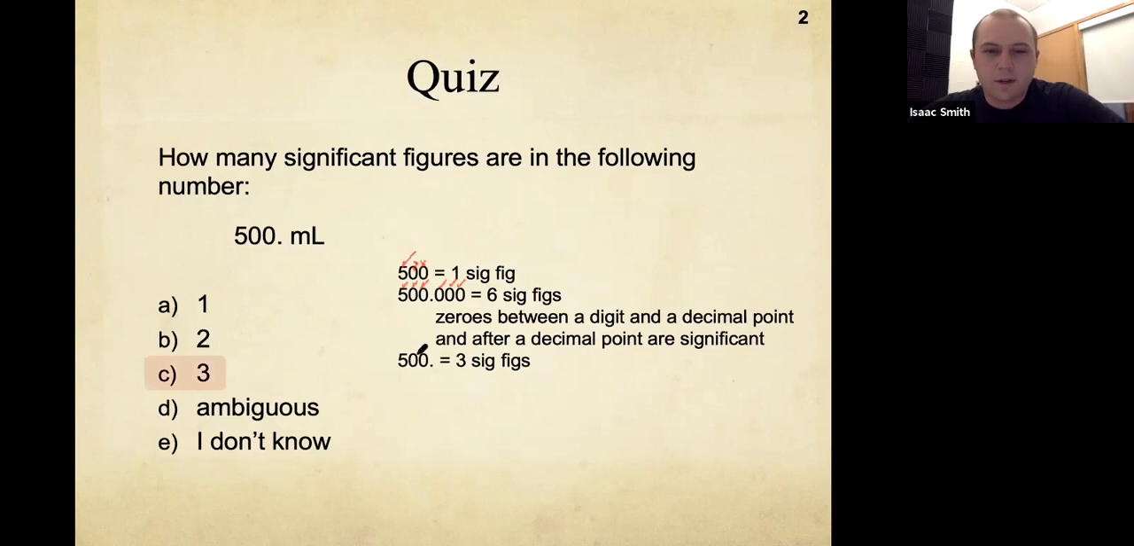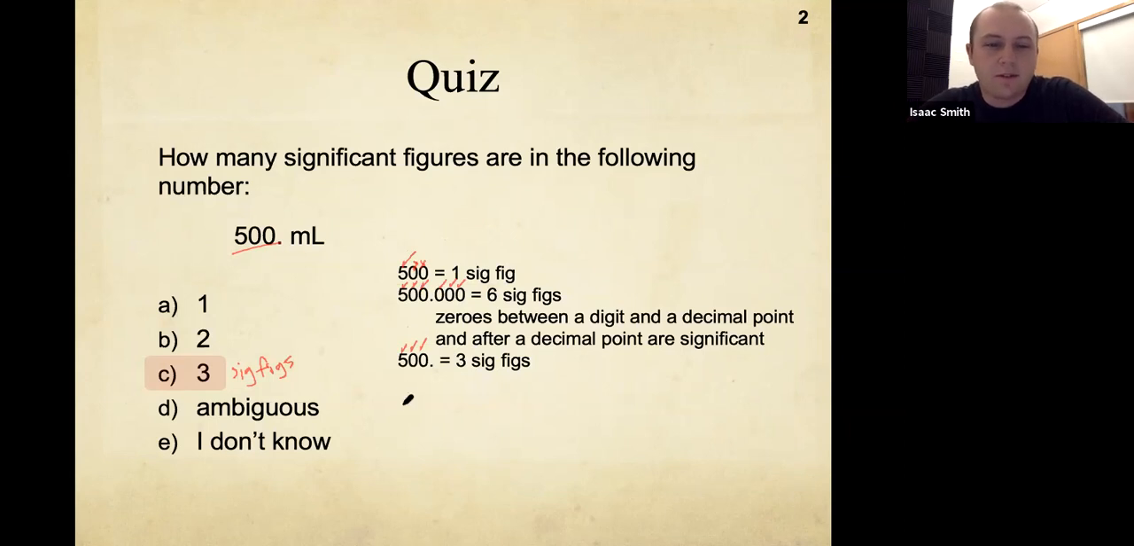Okay, and then this number here, right, these zeros are between a significant figure and a decimal, and so they also count as significant figures. So in this number right here, we have 3 sig figs. Okay. All right. So hopefully you've done the homework and have a better idea of what counts as a significant figure and what doesn't. And this shows you that there's 3 ways, for example, to write 500. One shows 1 significant figure, one shows 6 significant figures, and one shows 3 significant figures.